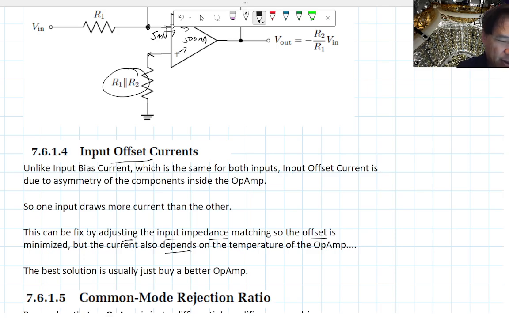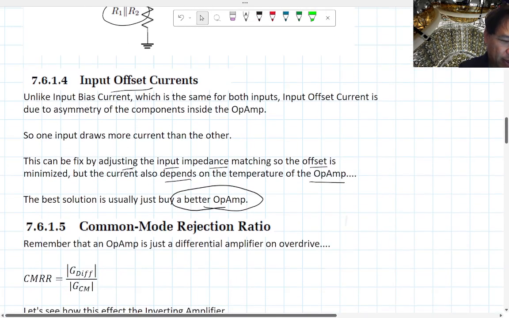But that also depends on the temperature. So some op amps even have a little offset resistor you can add to it. But typically the best solution is to, once again, buy a better op amp. And the book goes through a couple of solutions for that also.